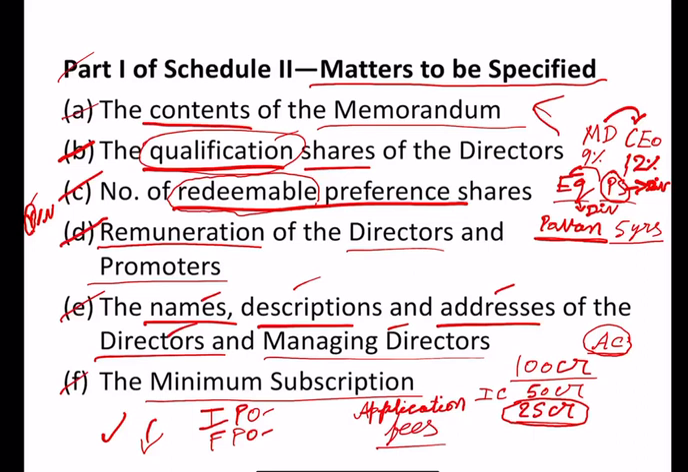How much should be the application fee? And once you are allotted some shares, how many shares should be allotted in the first phase, in the second phase, in the third phase, likewise? These are called calls. First call, second call, likewise. I think you understood.